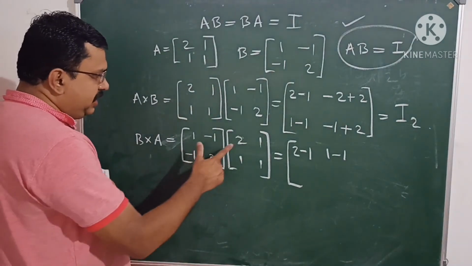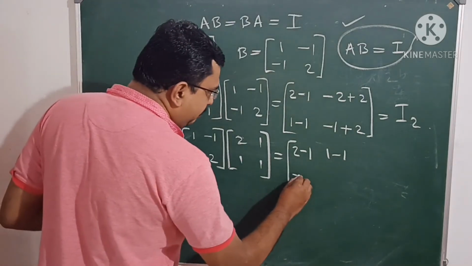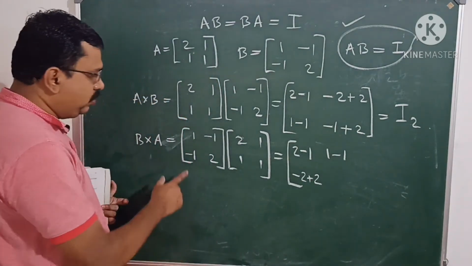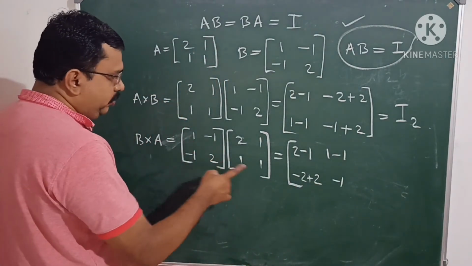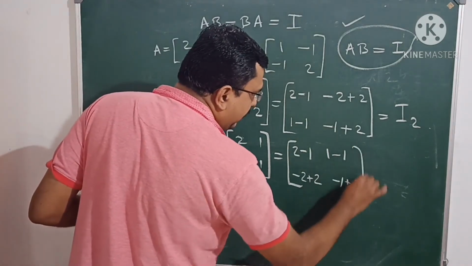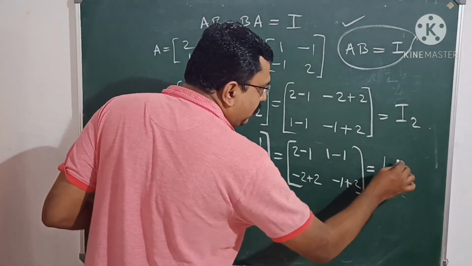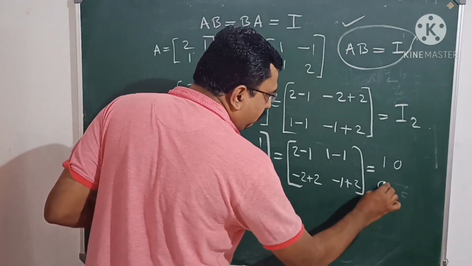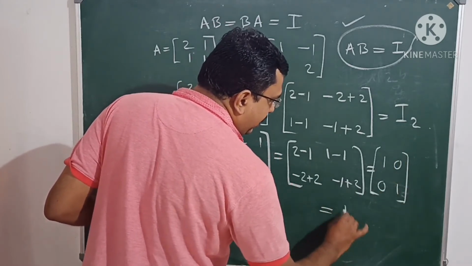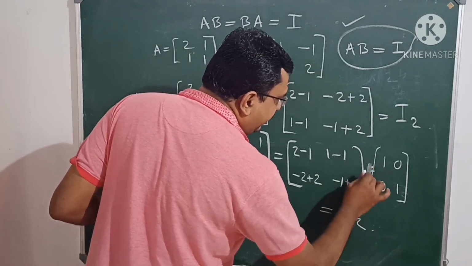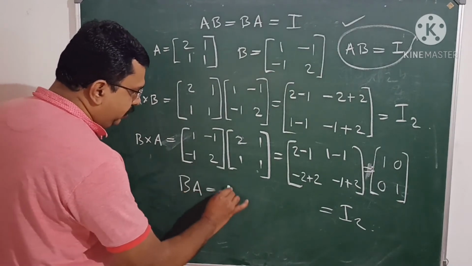Next, minus 1 into 2, minus 2, plus 2 into 1, 2. That is minus 2 plus 2. And the last one, minus 1 into 1, minus 1, plus 2 into 1, plus 2. It will become 2 minus 1, 1, 1 minus 1, 0, 0, 1 minus 1, 2. Okay, we get I2. That is, B into A equal to I.